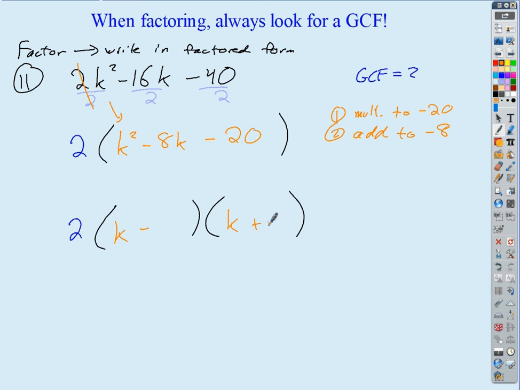And then I have to just think of the numbers that fit the bill. What numbers are going to multiply to negative 20 and add to negative 8? There you go, negative 10 and positive 2. And now we're done, right? We got it all the way factored.